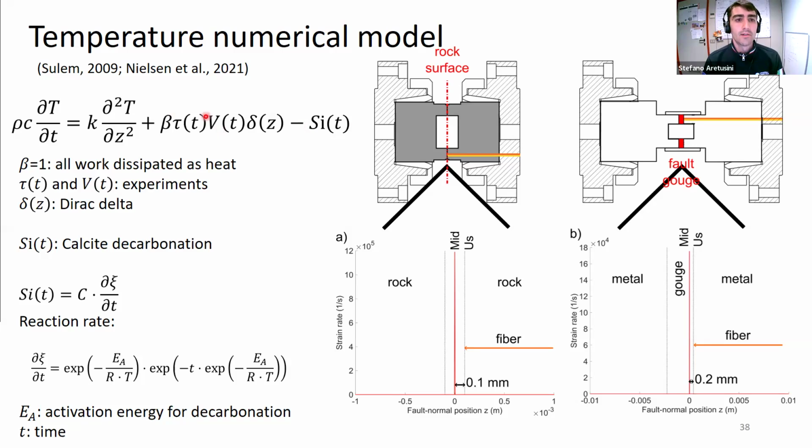In the frictional heat term, shear stress and velocity come directly from the experiments, are directly measured during the experiments, and the Dirac delta was used as a maximum degree of localization in our tests. Calcite decarbonation was implemented as in Sulem and Nielsen with a slight change, because I included also this reaction rate term, which depends on temperature, of course, but depends also on time. So this allows us to really model the transient effect of the heat sink as well.